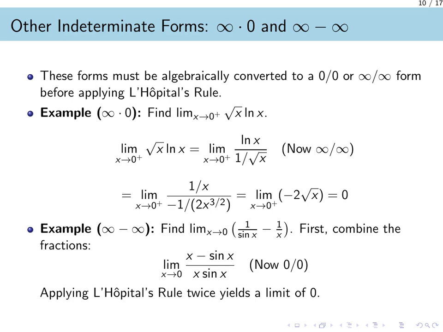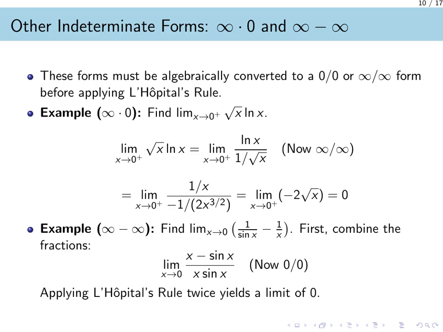For a form like infinity times 0, such as the limit of the square root of x times the natural log of x, we can transform it into a fraction. By rewriting the expression as the natural log of x, divided by the quantity 1 over the square root of x, we now have an infinity over infinity form, which the rule shows has a limit of 0.